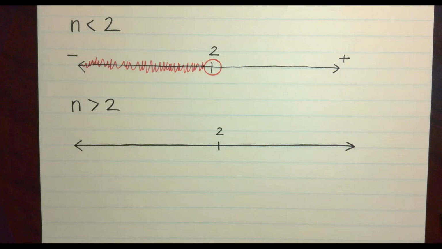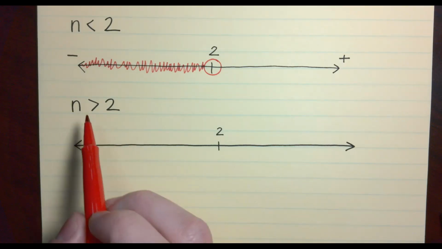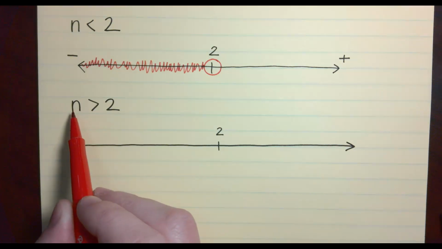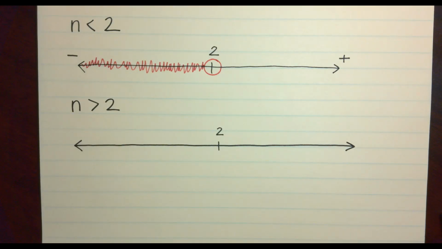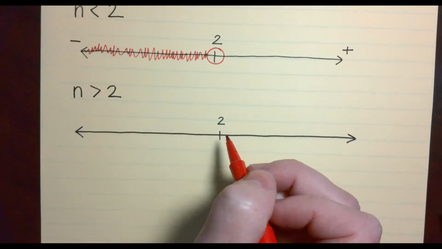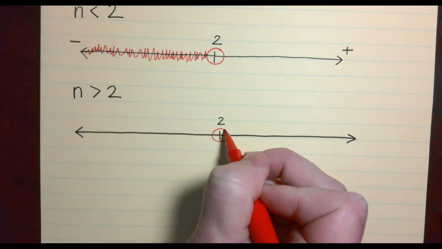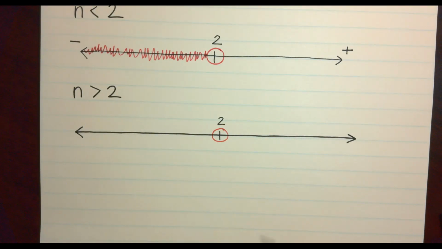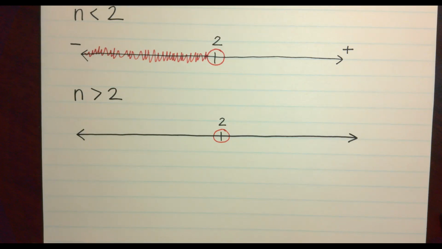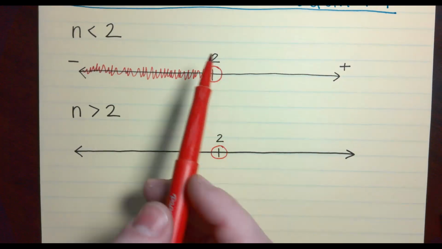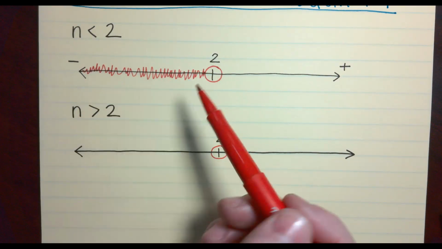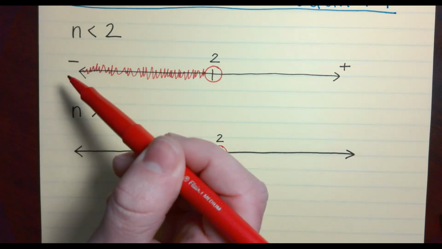All right. Now next, we know that since n is a number bigger than 2, 2 is not included. So we're going to circle it and we're not going to color it in. Anything that we shade in on a graph is included as a solution. So when I color something, it means that this is a possibility for n. This is any number that's less than 2.